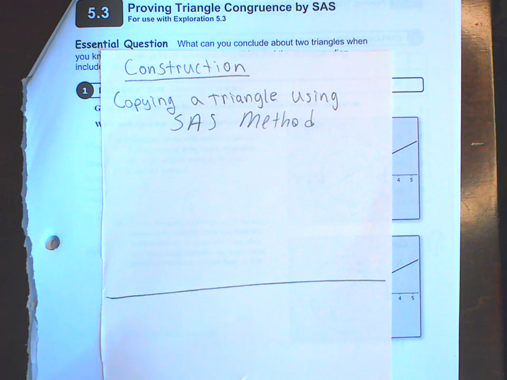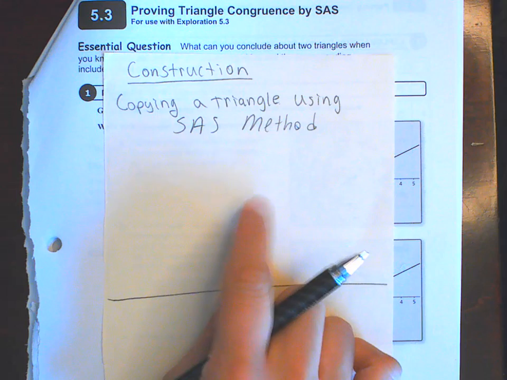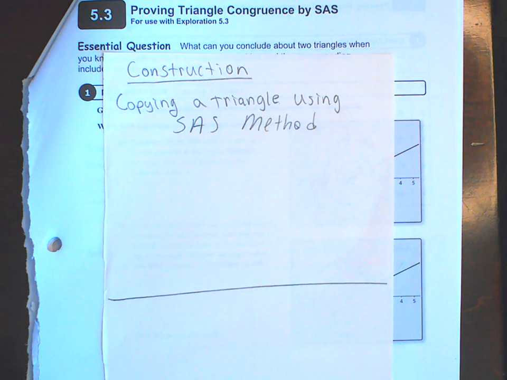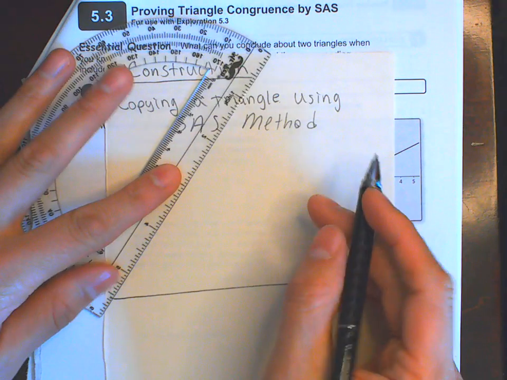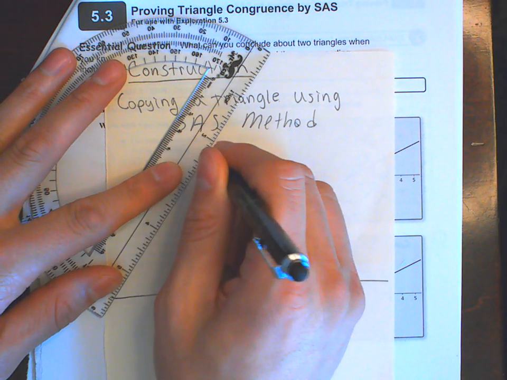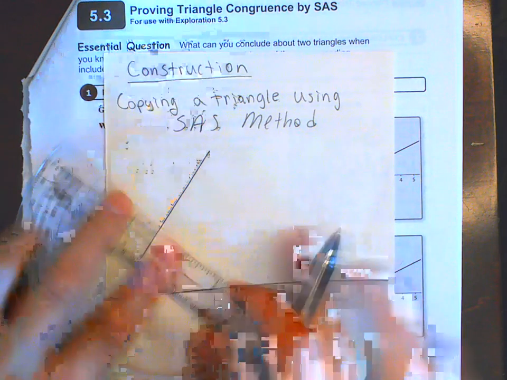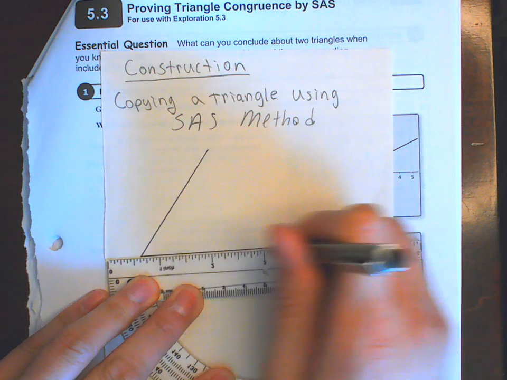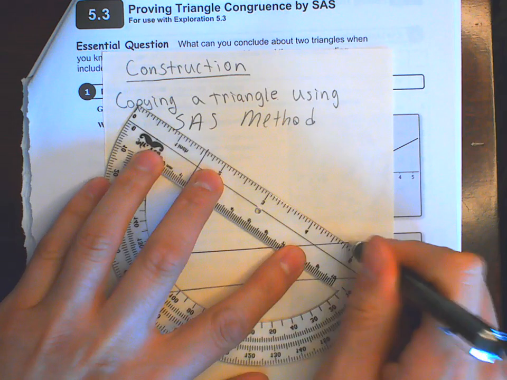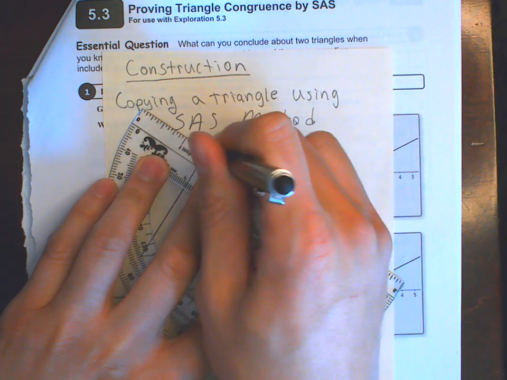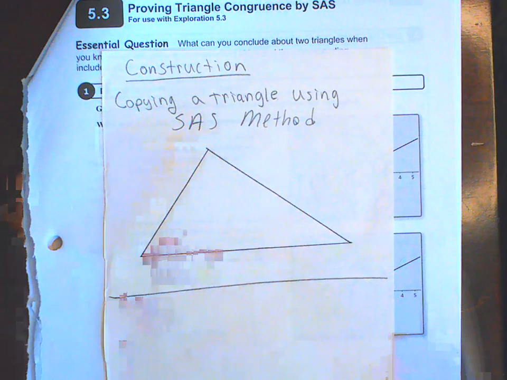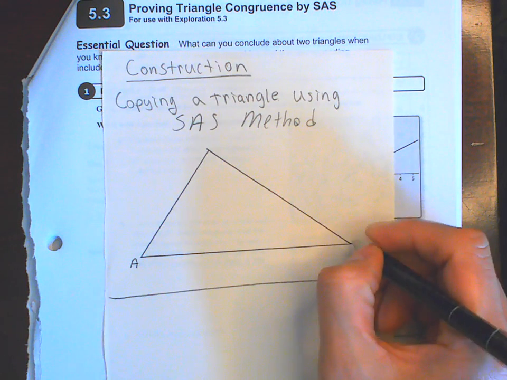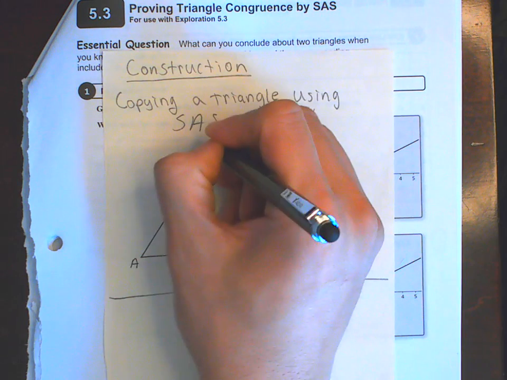So what I want you to do first is draw yourself a triangle on the top half of this page. Draw it so that it's a decent size. Okay, so draw your triangle. Okay, so there's your triangle. I'm going to call this triangle A, B, and C.